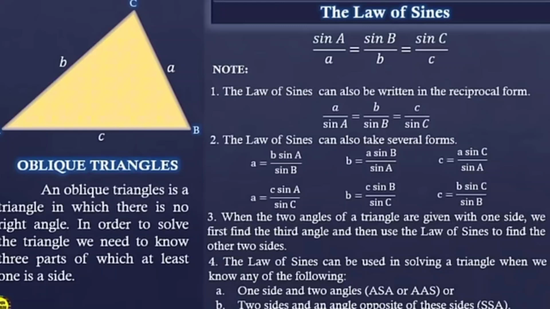The law of sines can be used in solving a triangle when we know any of the following: one side and two angles, or ASA or AAS, or two sides and an angle opposite one of these sides, or SSA.